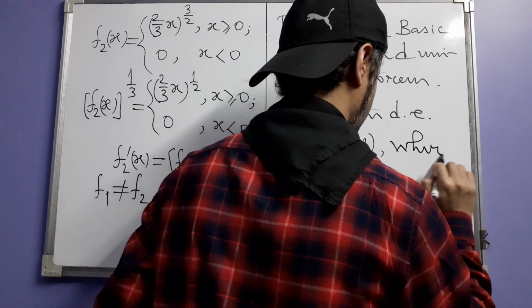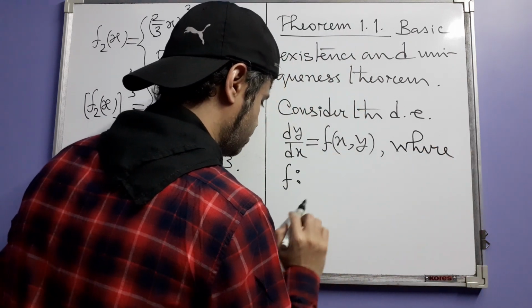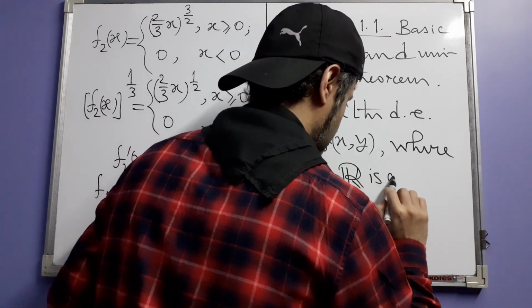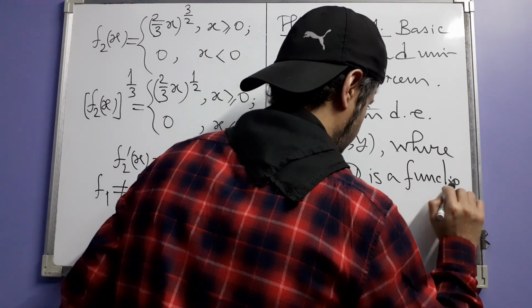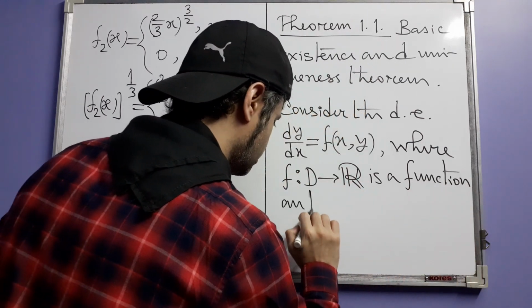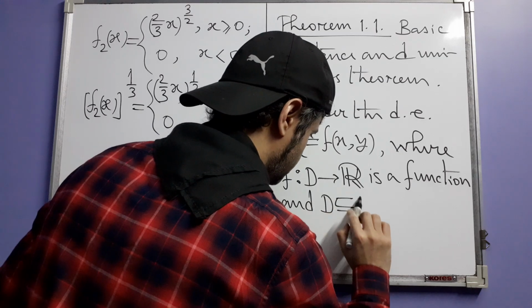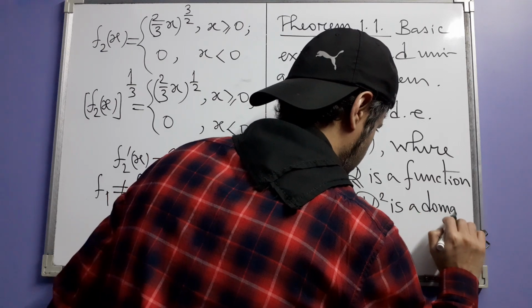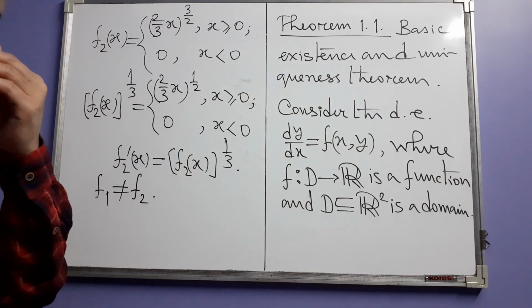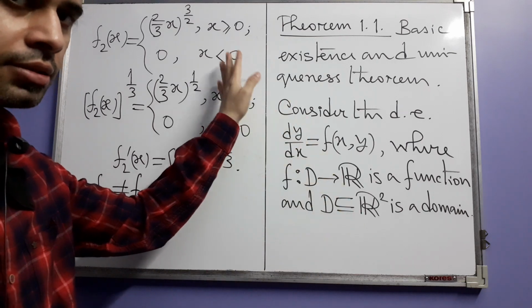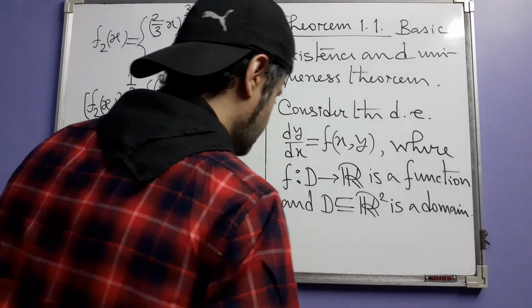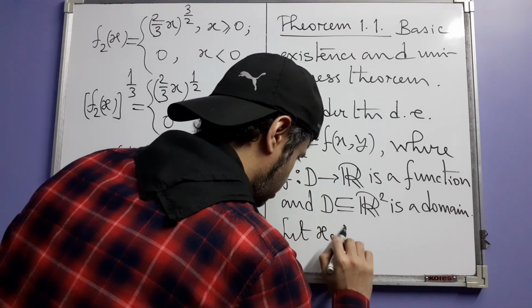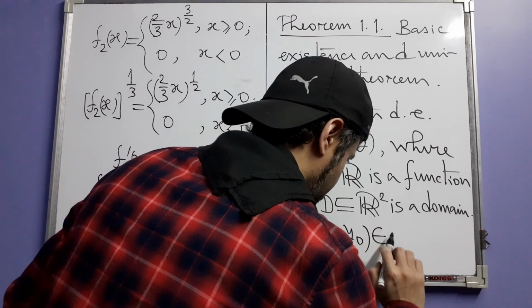where f from D to R is a function and this is the domain. Okay, so basically we are just repeating whatever we did in that definition, but extra things are going to come. Let this be a point in D.